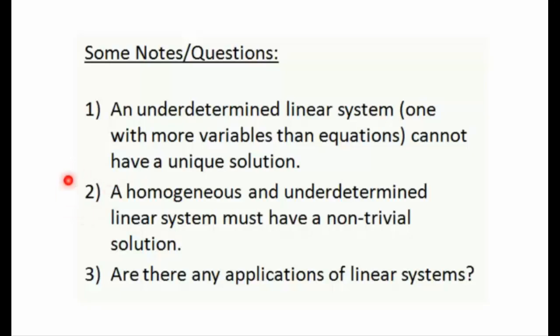And this leads us to a really important idea about homogeneous linear systems, and that is if we have a homogeneous linear system with more variables than equations, then it has to have a non-trivial solution. That's exactly what we saw in example number 2. Example number 2 is a homogeneous linear system that has more variables than equations, and we did end up getting a non-trivial solution.